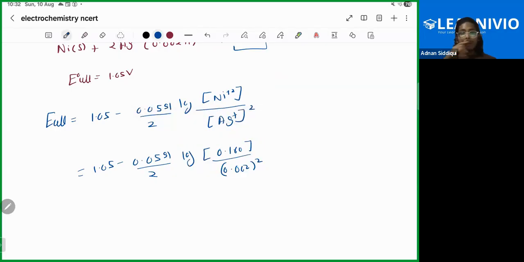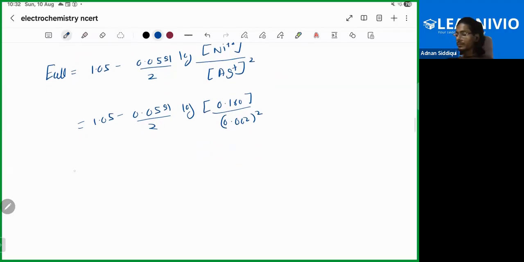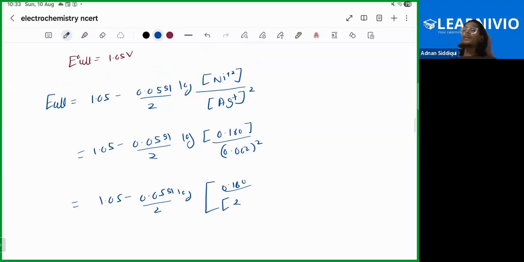Now what we can do, we have to solve this, okay. Sir, but I did not use 0.0591 by 2. That's why I got it wrong.